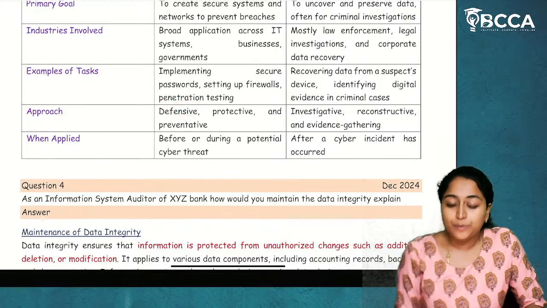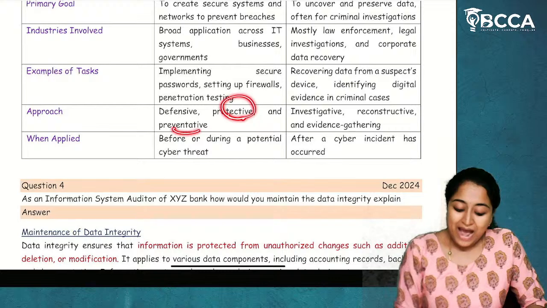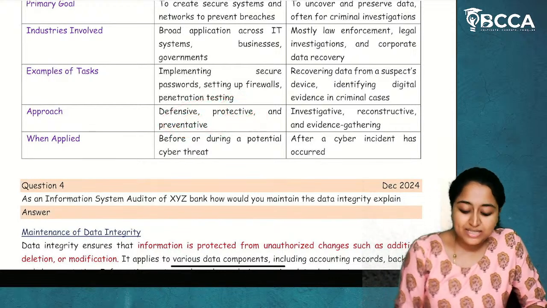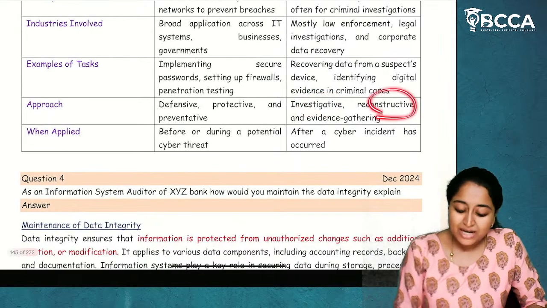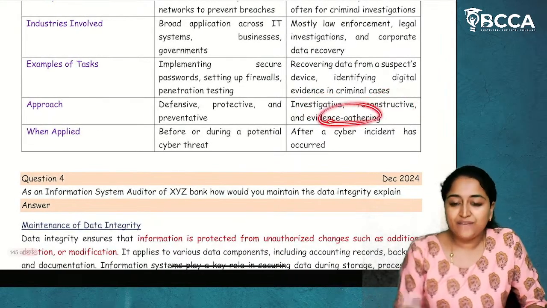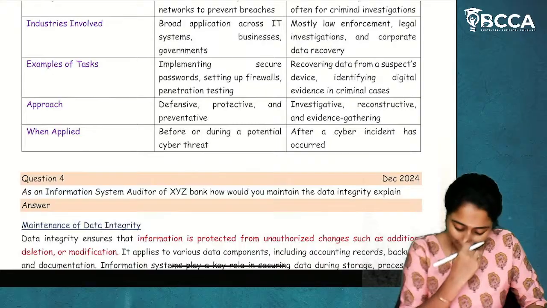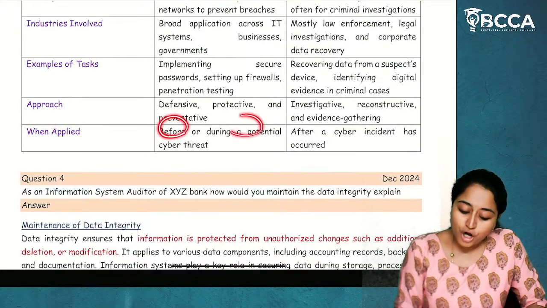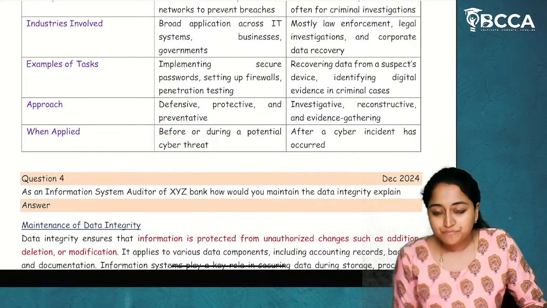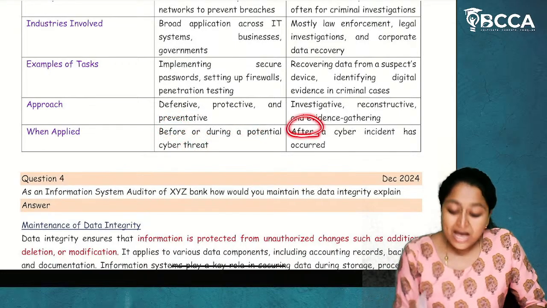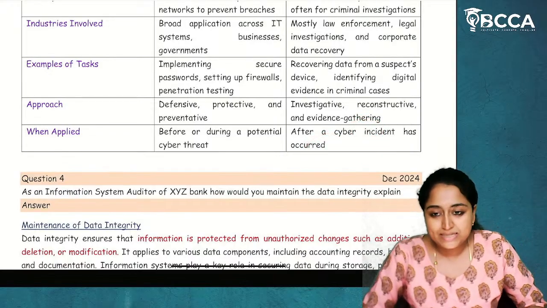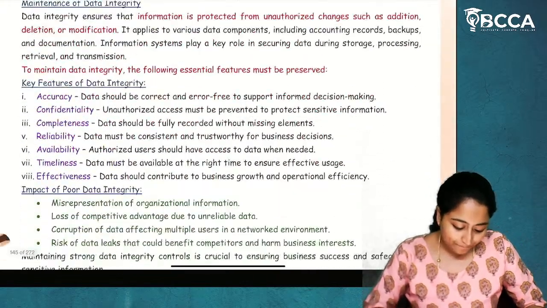It is a defensive approach, protective approach and preventive approach. What is that? Cyber security. Whereas computer forensics is an investigative approach, reconstructive approach and evidence gathering approach. When is it applied? Cyber security is applied before or during a potential cyber threat, whereas computer forensics is applied after a cyber incident has occurred. I hope it is clear.